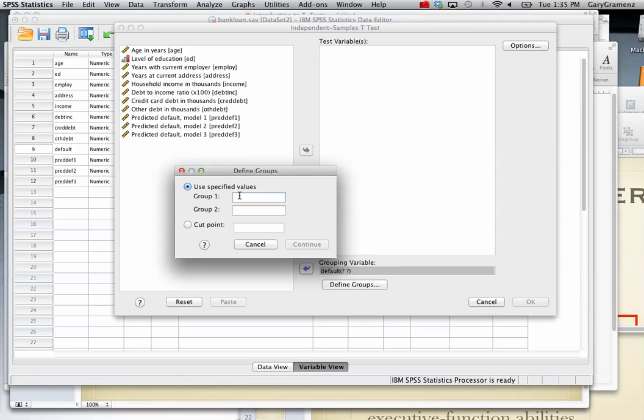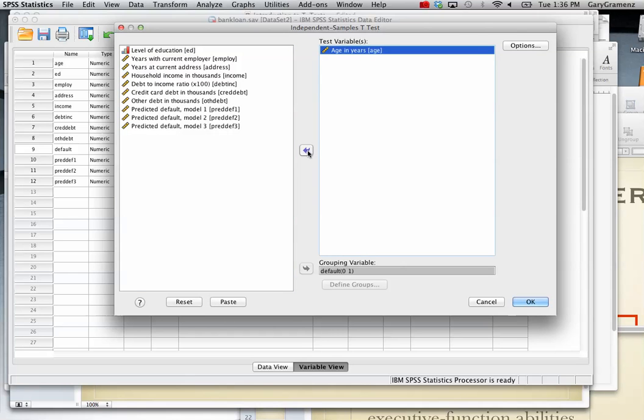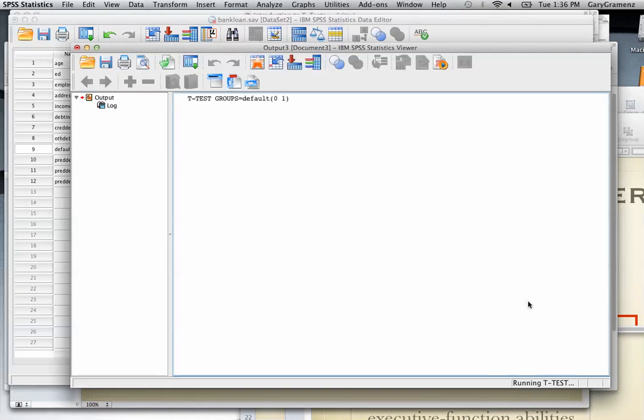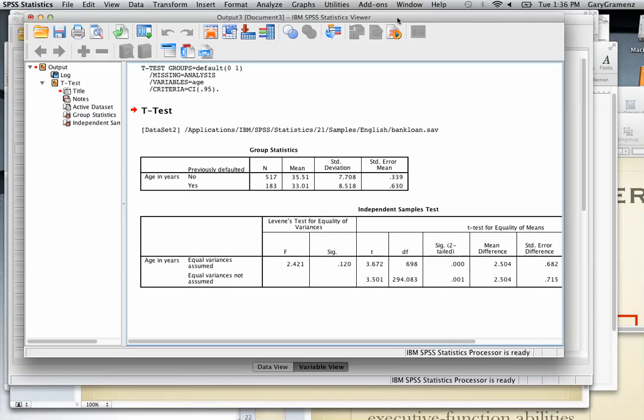So remember we said that 0 was the group who didn't default on their debt and 1 was the group that did. And what characteristics do we want to compare? Well, we want to see if there's any difference in their age. Were the folks who defaulted on their debt older or younger than the folks who didn't? And was that difference statistically significant? Once you get here, you hit OK. And it will give you this report.